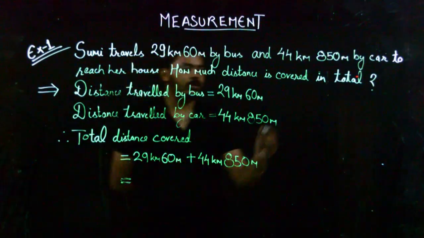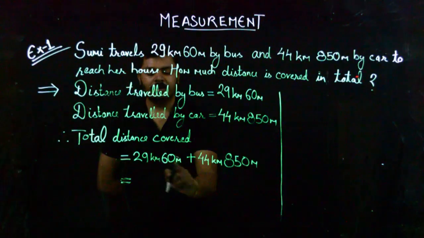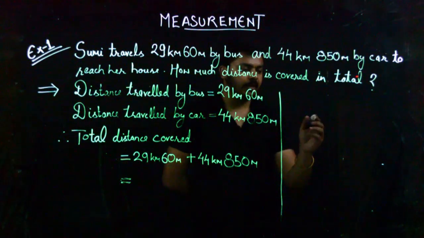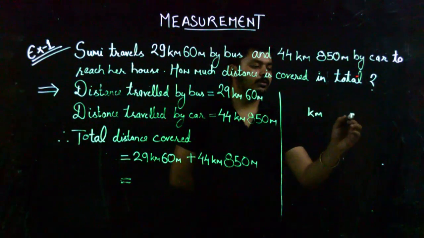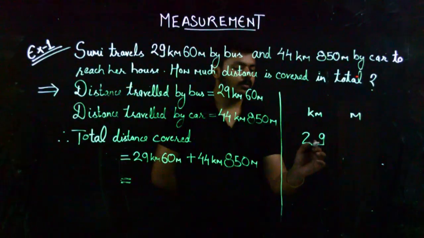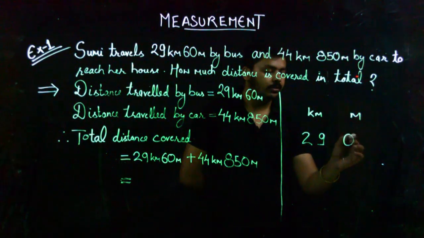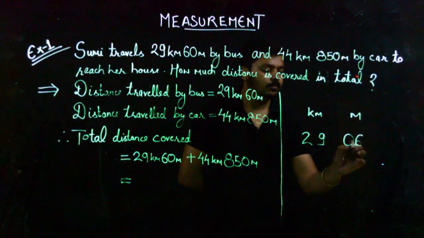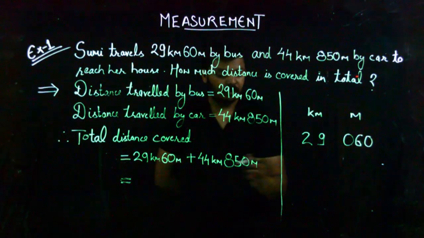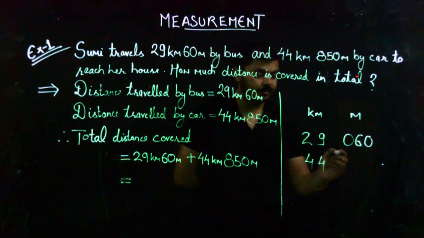So let's do the addition part here. So since the distance is in kilometer and meter, we have to add them separately. First the kilometer column and here the meter column. Kilometer column it is 29 and meter it is 60, so it can be written as 060 and 44 kilometer and 850 meter.